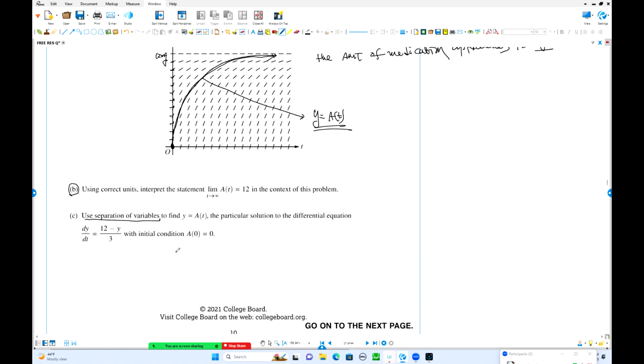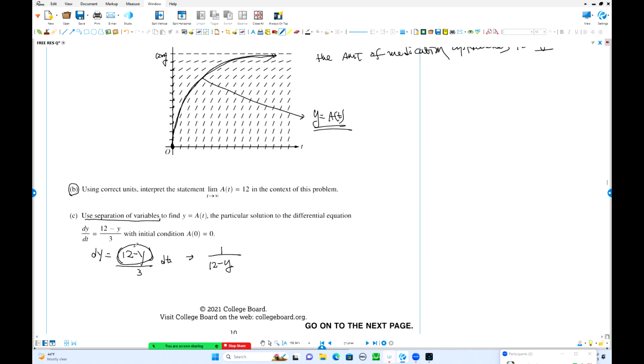Now, separable. We need to separate y with dy and t with dt. But we have a 12 minus y there, so multiply by dt: dy equals (12 minus y) over 3 dt. But this one has the variable y, and the variable y has to go to the left. So you can divide by 12 minus y on both sides, giving 1 over 12 minus y.